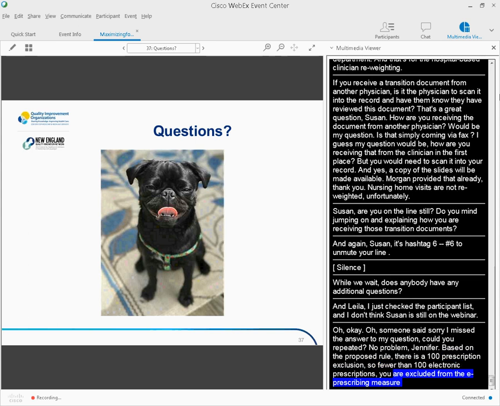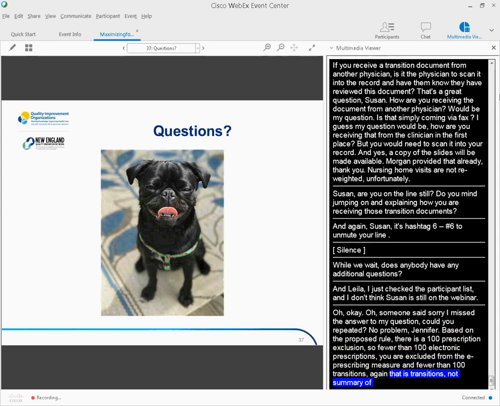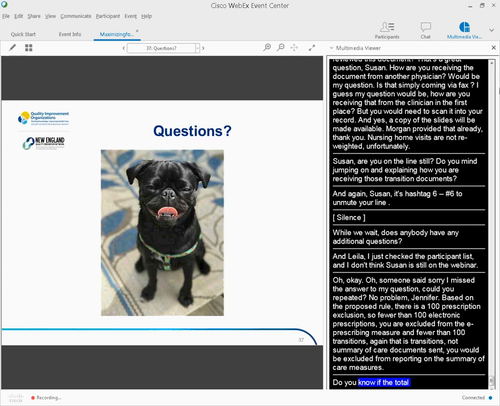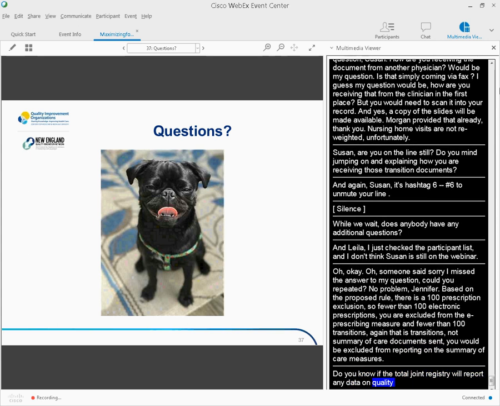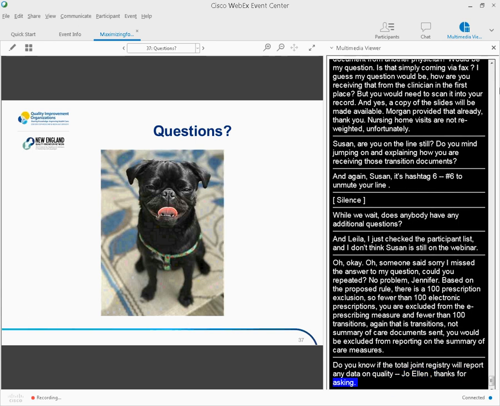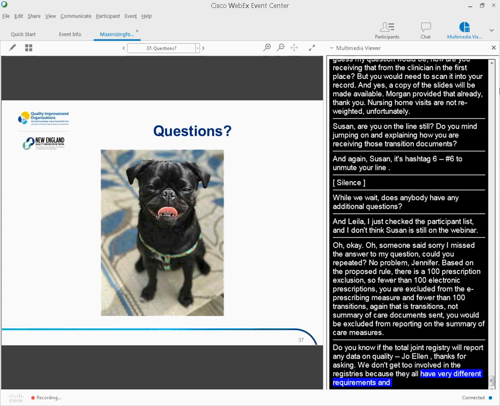Do you know if the total joint registry will report any data on quality for ortho? I do not. Joellen, thank you for asking. We don't get too involved in the registries because they all have very different requirements and submit data in very different manners. So I would say talk to your total joint registry. They might be able to.